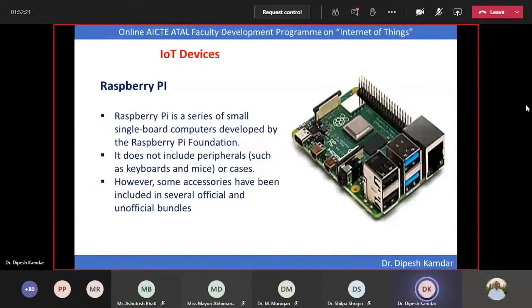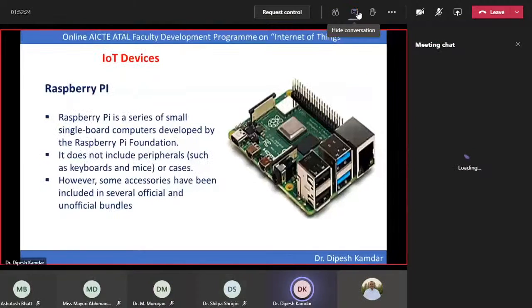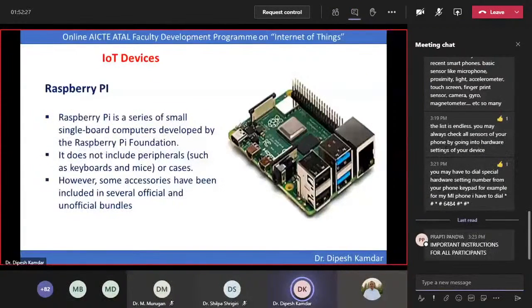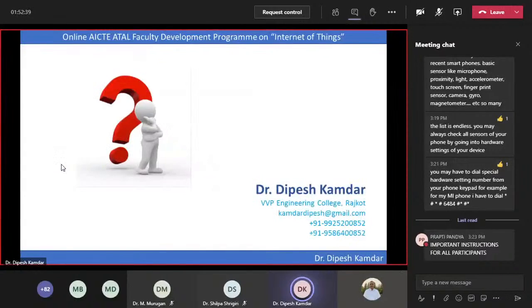We are going to learn about all the protocols and these two boards deeply in later sessions, so I have not included plenty of things about these two boards here. So now, if you have any questions, you can ask.